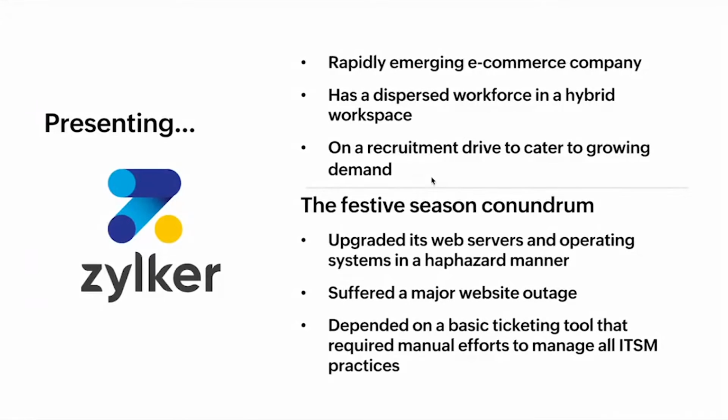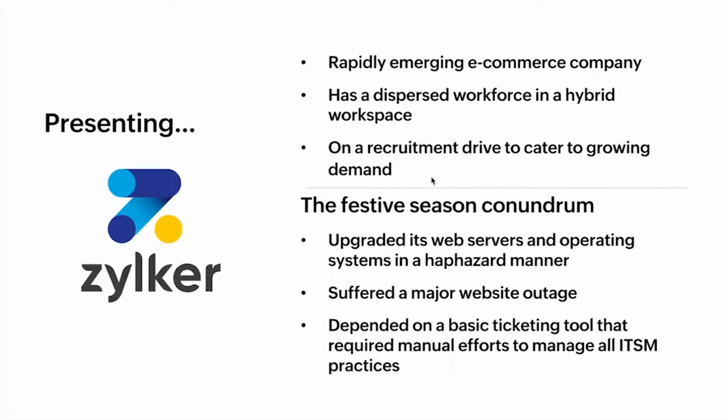To capitalize on the upcoming festive season, Zilker planned to organize a festive season sale on its e-commerce website. To ensure that everything goes as planned and is executed in a smooth manner, Zilker wanted to upgrade both their web servers and operating systems at the same time. But they could not handle multiple changes simultaneously, and this resulted in a chaotic change process. Naturally, this led to a major website outage.